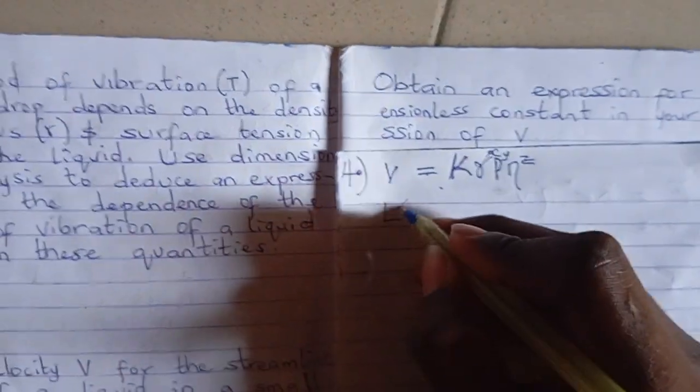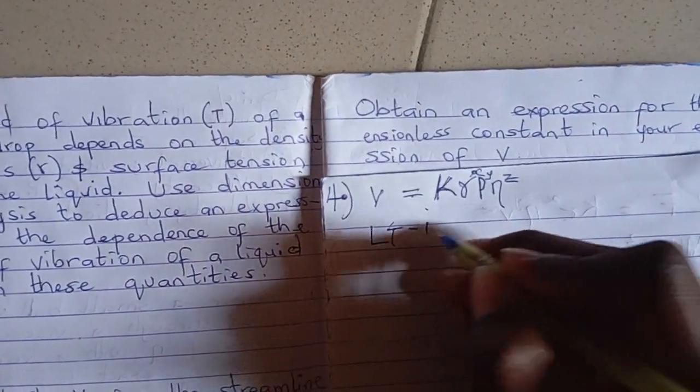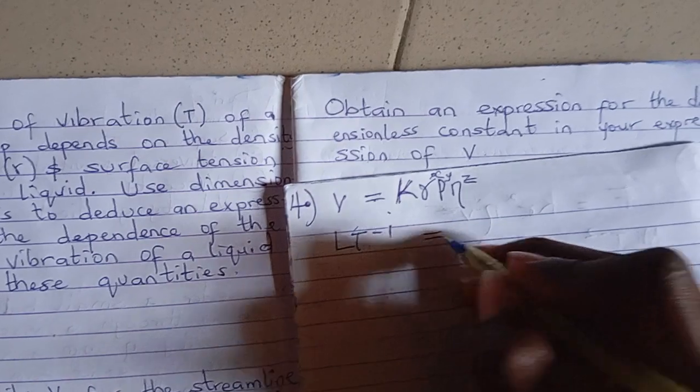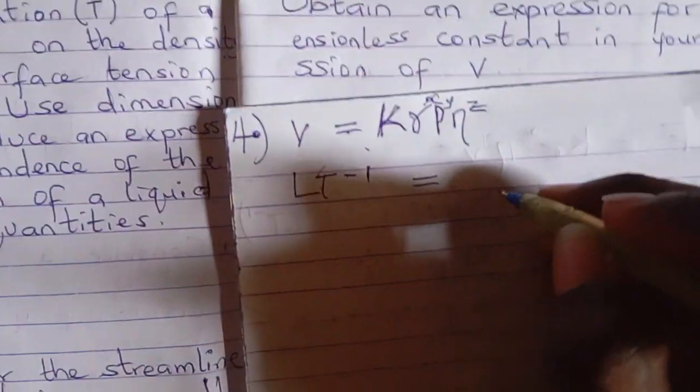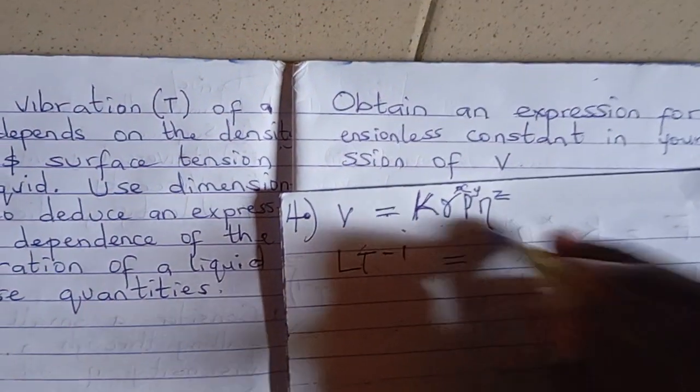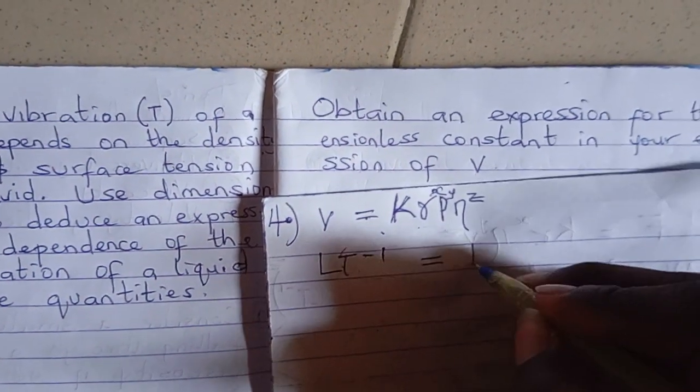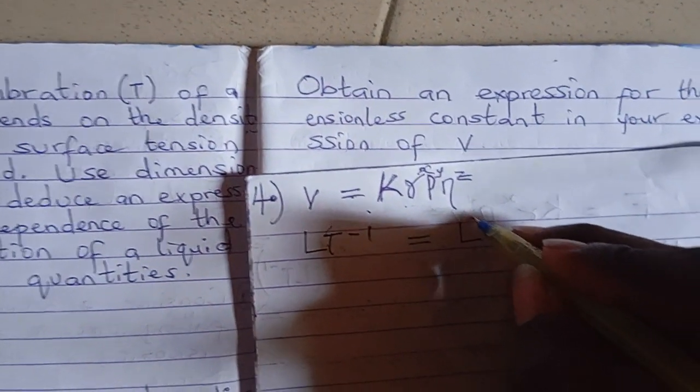So we know that V is equal to LT raised to power minus 1, equal to K, the dimensionless constant, which is the same thing as 1. 1 times everything is the same thing. So r is L raised to power x.